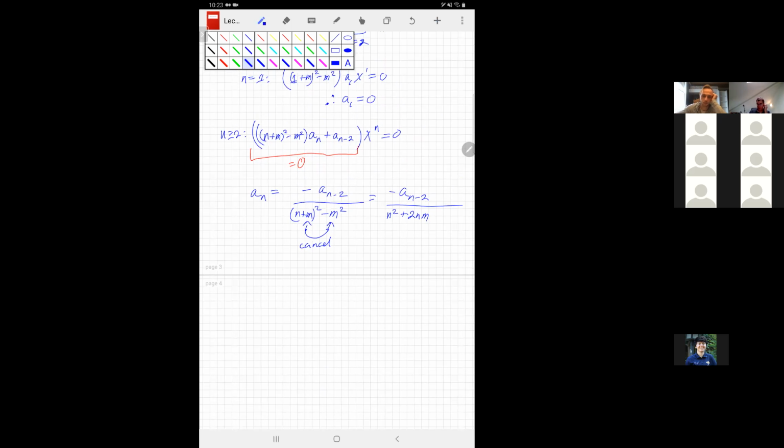Okay, first of all, we have a recursion relation that gives everything in terms of the term that was 2 before it. So if a1 equals 0, a3 equals 0, a5 equals 0, a7 equals 0, etc. All right, so that's one thing. We know that we only have even values of n. That's nice.